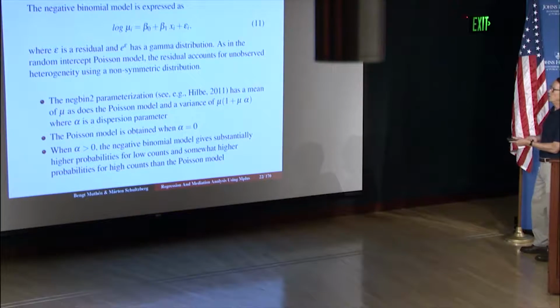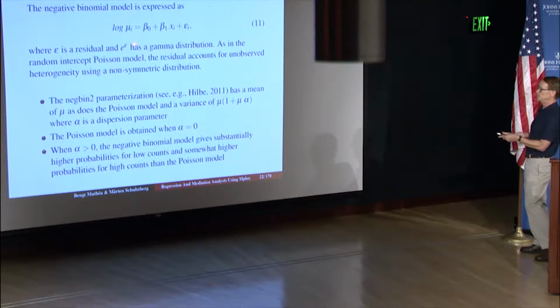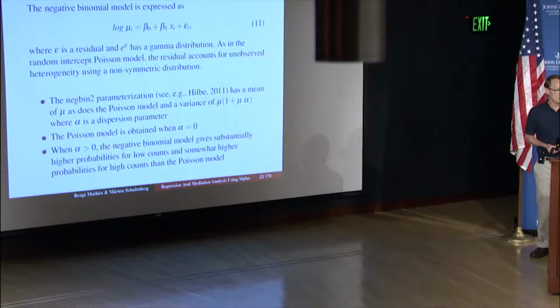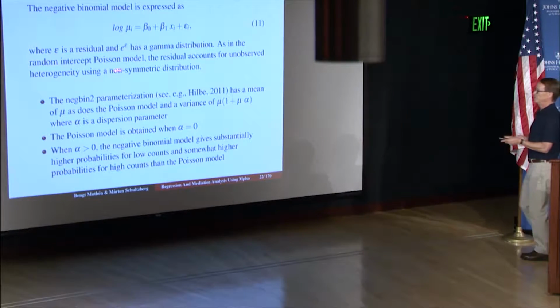Now here, for negative binomial, that distribution is not normal. e to the power of epsilon has a gamma distribution. Gamma has to do with the chi-square distribution. So it's a little bit different. But as in the random intercept Poisson model, it accounts for unobserved heterogeneity.